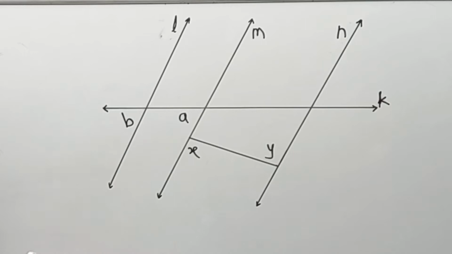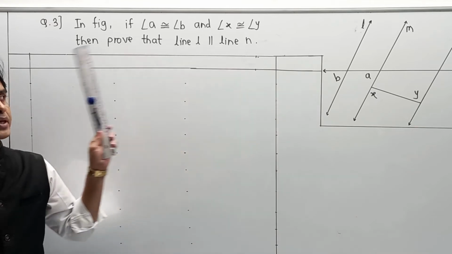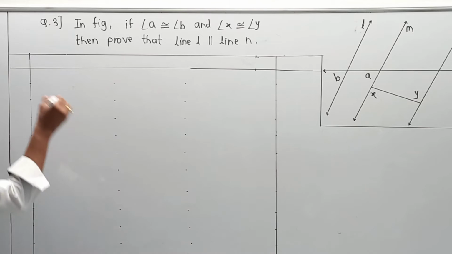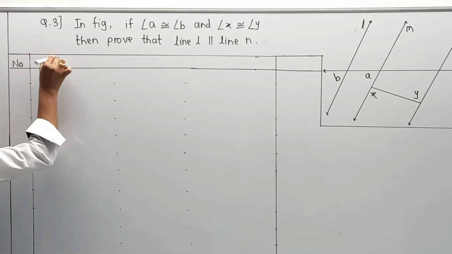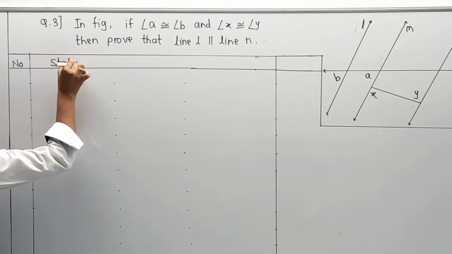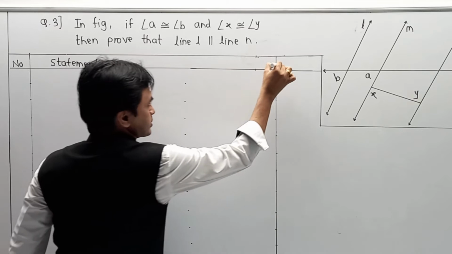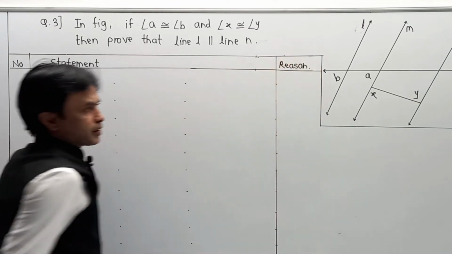And we are going to write the entire answer in terms of a proof. Now, as per the diagram described, we are going to write the answer in the form of number, statement and reasons. Now, one by one.